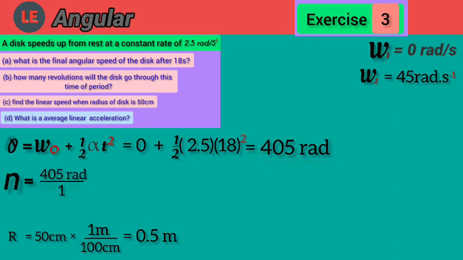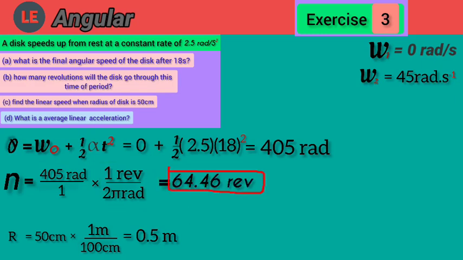Then we say 405 radians times 1 revolution per 2 pi radians. That gives us the number of revolutions to be 64.46 revolutions. This 1 revolution per 2 pi radians is a conversion factor between radians and revolutions.